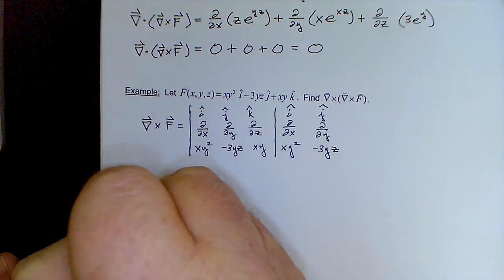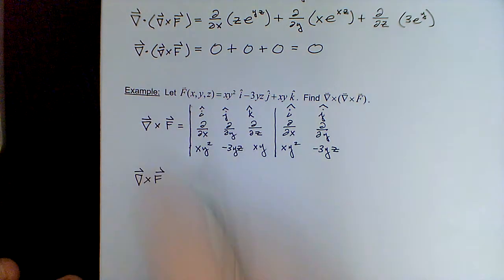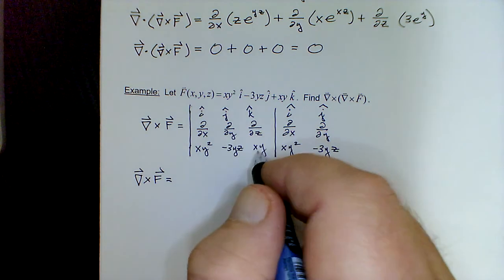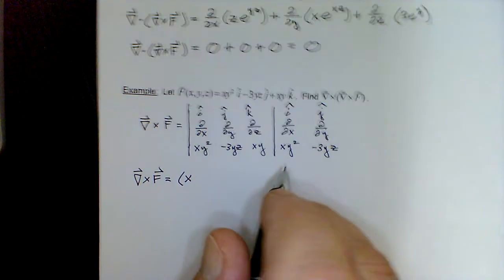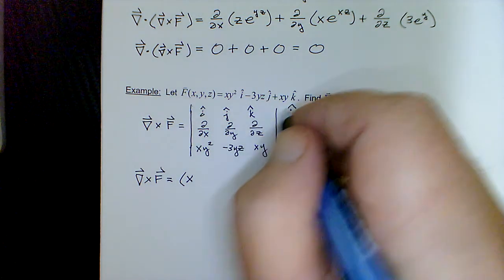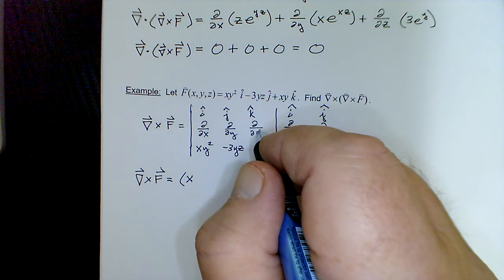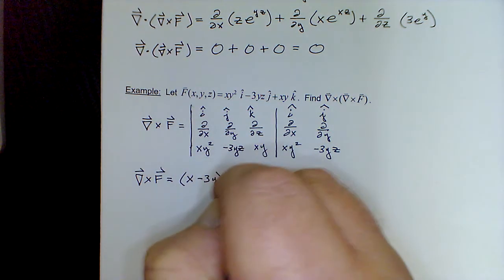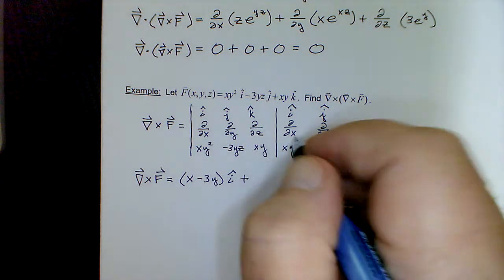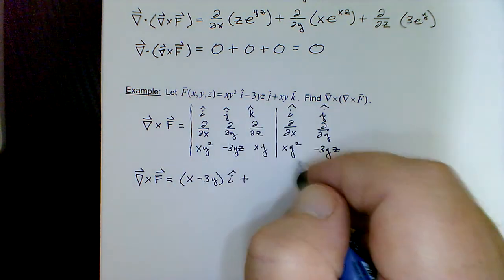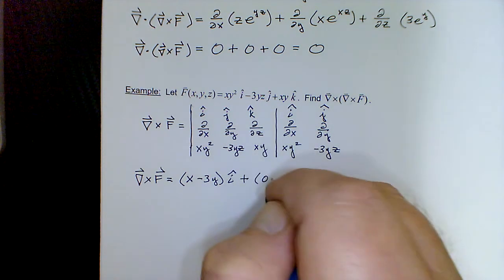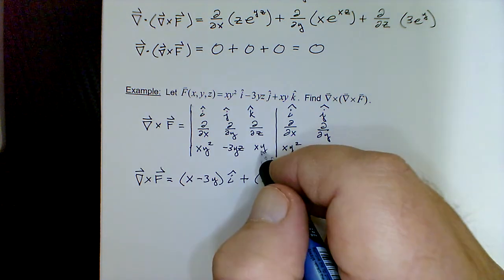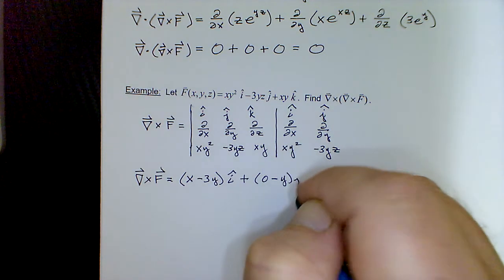Alright, so now we're ready to evaluate that 3 by 3 determinant. Okay, so we get for the i's, partial with respect to y of xy is just x. And for the negative i's, it's this diagonal. Partial with respect to z of minus 3yz, d/dz is 1, so minus 3y, so that times i, plus for the j's, positive diagonal, partial with respect to z of xy squared is 0, because x and y are constants. Then for the negative j's, partial with respect to x of xy, that's just y, so that's times j.